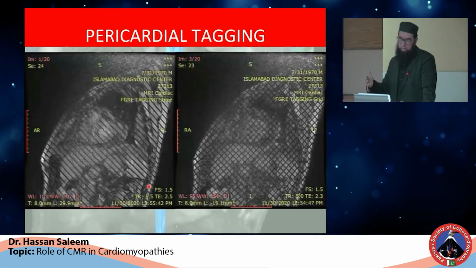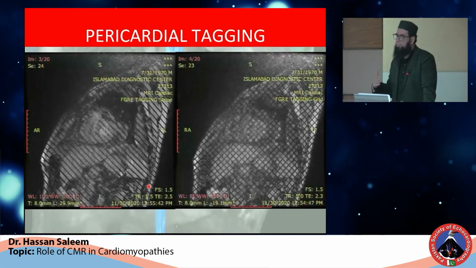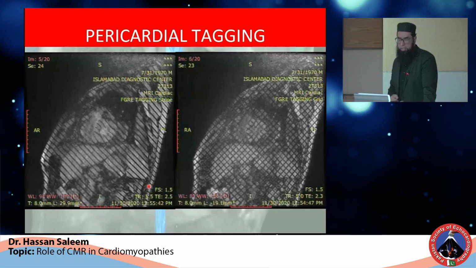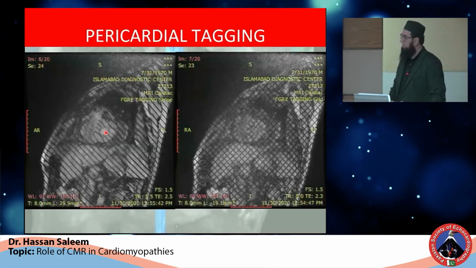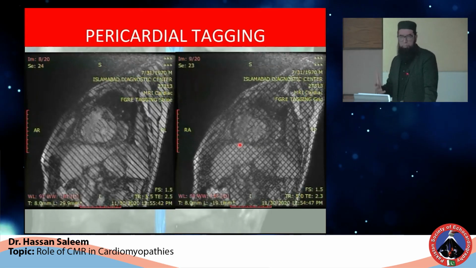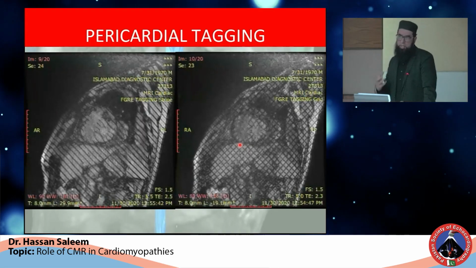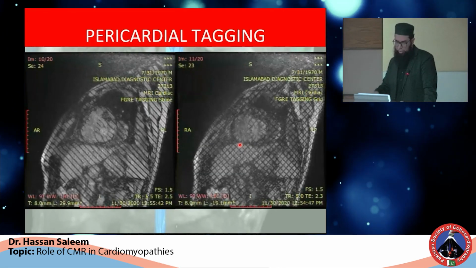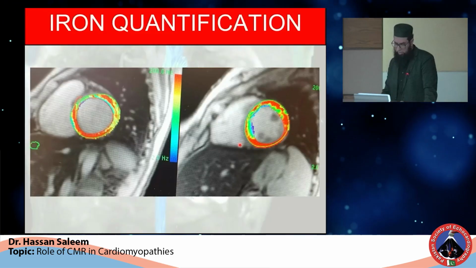We can do pericardial tagging. That's done primarily for constrictive pathologies. Here you can see in the diastolic phase, the strips and the grids that are applied are breaking up in the diastolic phase because the heart is expanding normally. I'll show you the case of constrictive as well.